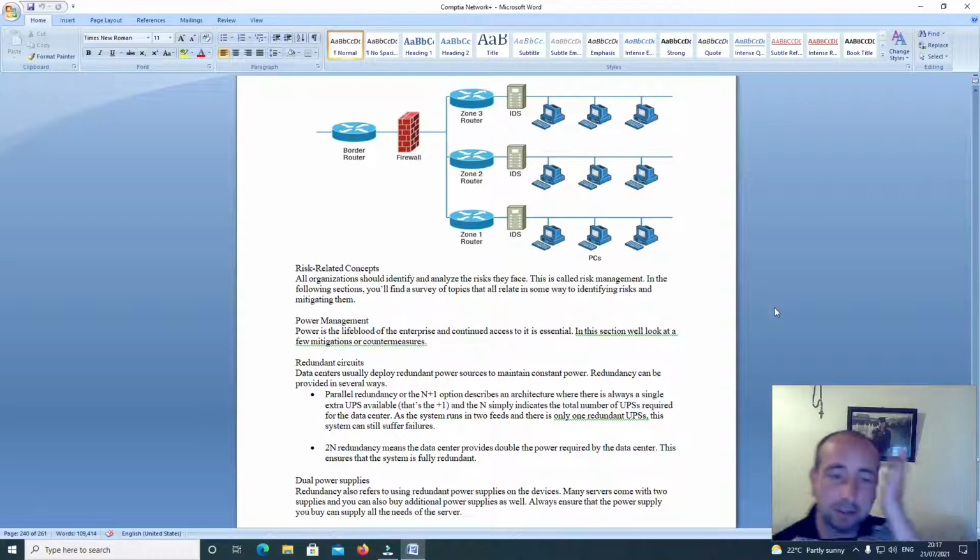Risk-related concepts. All organizations should identify and analyze the risks they face. This is called risk management. In the following sections, you'll find a survey of topics that all relate in some way to identifying risks and mitigating them.